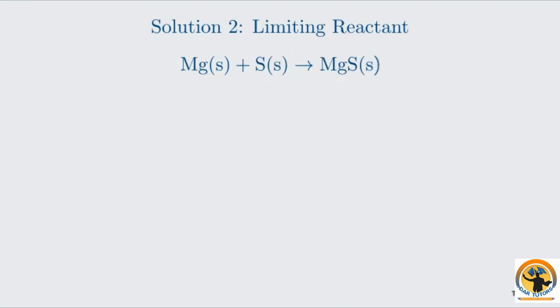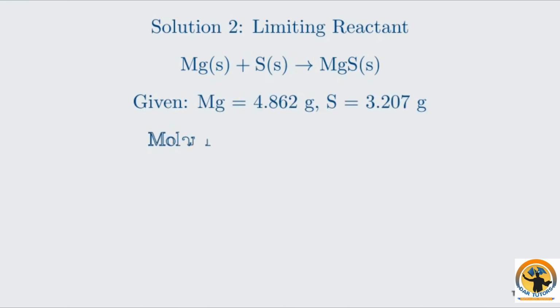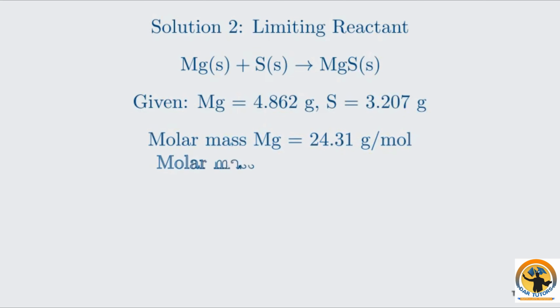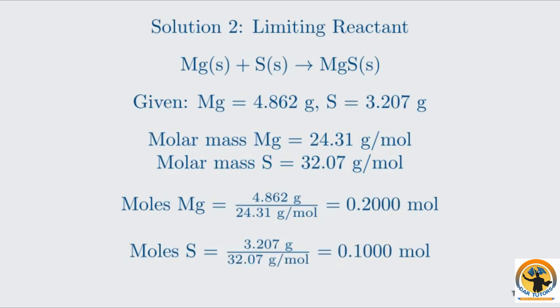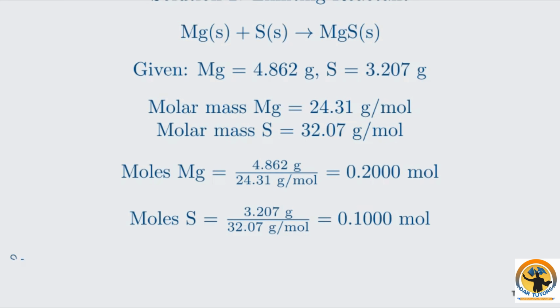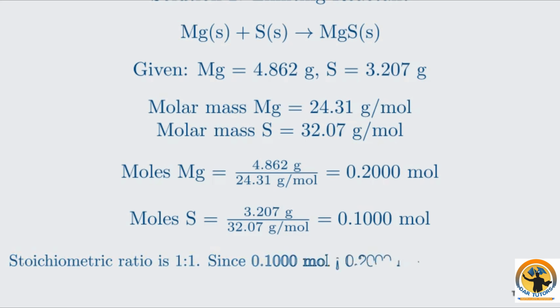For question 2, identifying the limiting reactant. First, convert the masses to moles using the molar masses of magnesium and sulfur. This gives us 0.2 moles of magnesium and 0.1 moles of sulfur. Since the stoichiometric ratio is 1:1, sulfur is the limiting reactant because we have fewer moles of it.